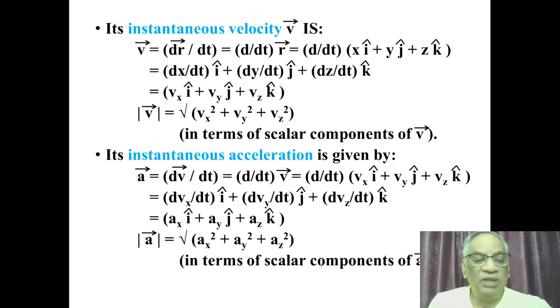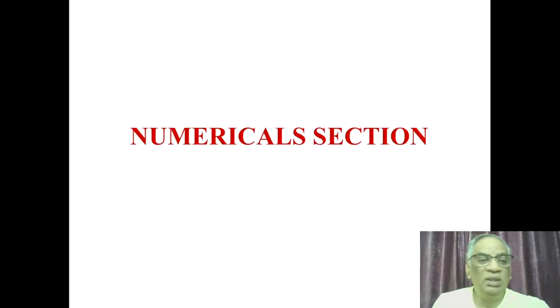And the magnitude of acceleration a bar is given by the square root of ax square plus ay square plus az square, in terms of the scalar components of a bar along x, y, and z directions. Let us see some numericals to understand the points discussed so far.